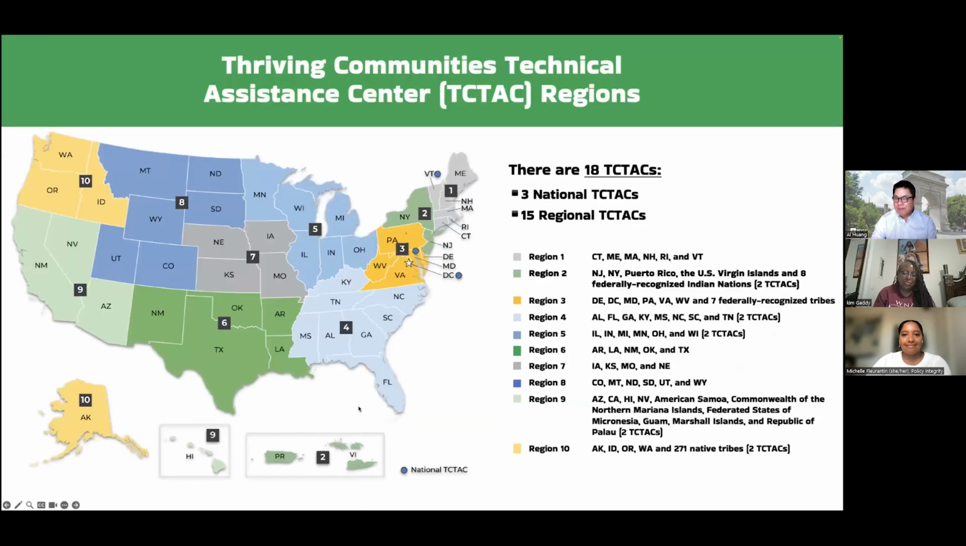This is just a map of all the 18 TCTACs in the US right now. There are 15 regional, 3 national. We are Region 2, which is New Jersey, New York, Puerto Rico, the US Virgin Islands, and 7 federally recognized Indian nations. There are 2 TCTACs in our region. This is the New York, New Jersey TCTAC. There's another TCTAC that's covering Puerto Rico and the US Virgin Islands.